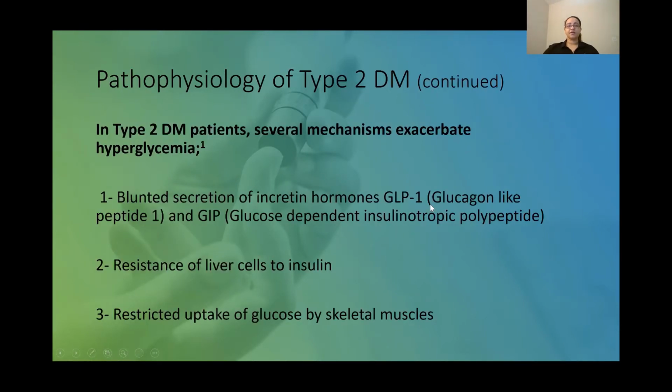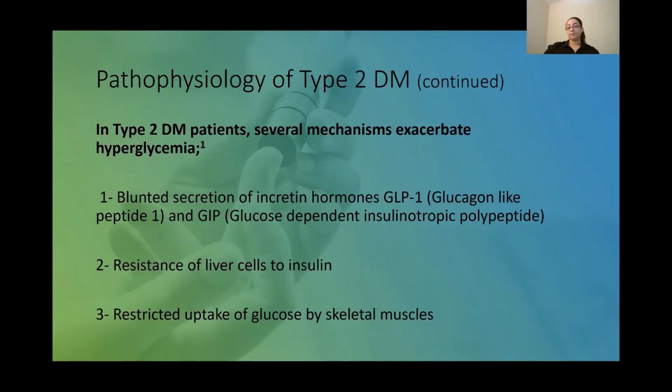Now, there are several mechanisms that exacerbate hyperglycemia in diabetic patients. Those mechanisms include blunted secretion of incretin hormones, which are GLP-1, also known as glucagon-like peptide 1, and GIP, also known as glucose-dependent insulinotropic polypeptide. So in healthy individuals following ingestion of a meal, blood glucose rises, and as a response to that glucose rise, incretin hormones are secreted from the intestinal mucosa.